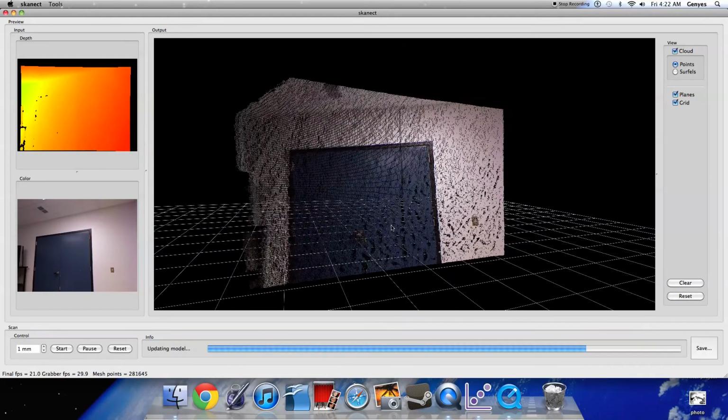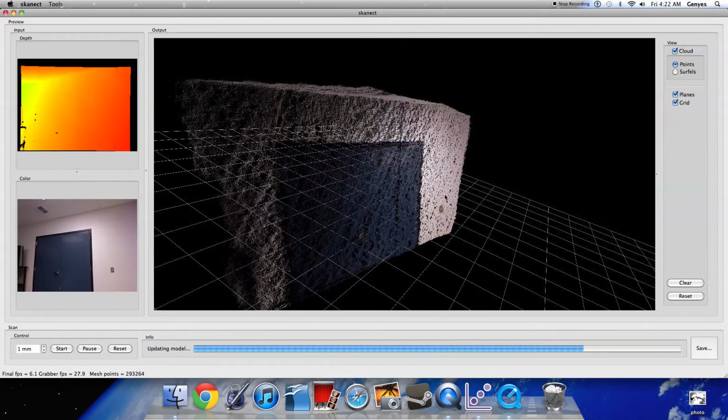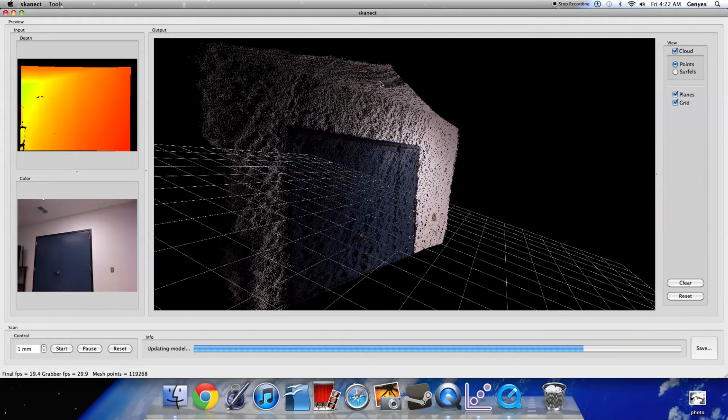So right now we're just having a door right here. We can see that it is 3D, not just from that one perspective. We can see that the roof is there.